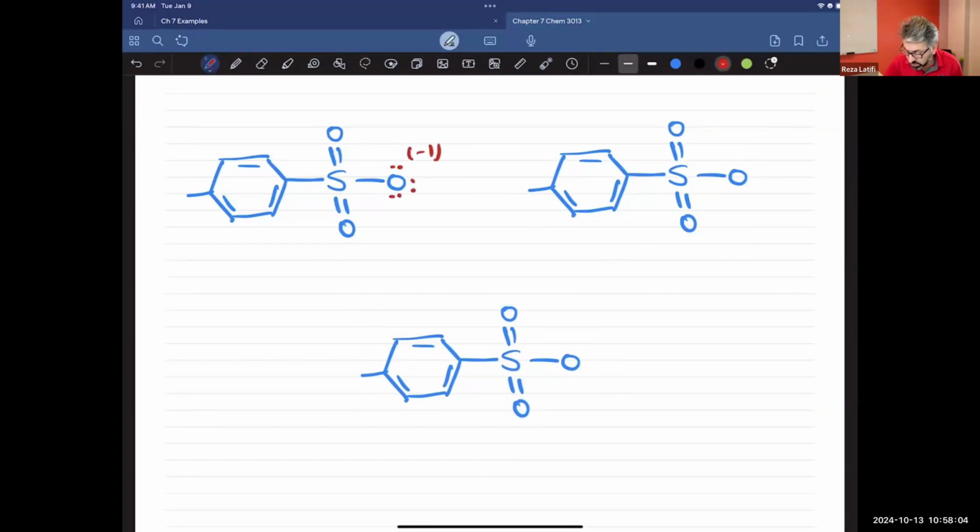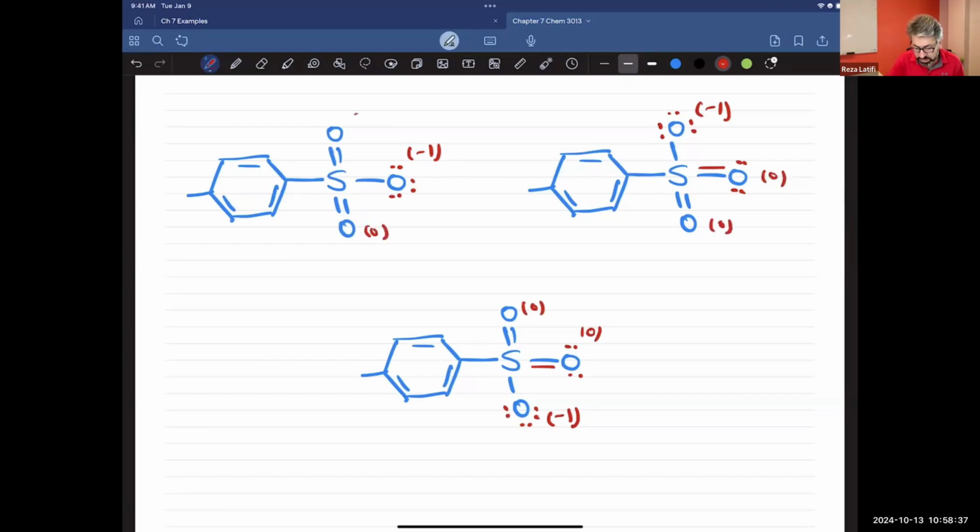The second resonance structure, let's make it a double bond here. We will have only 2 lone pairs there, and that means this one will be gone, and the negative charge will show up on this oxygen, and that one will be -1. And next one, again, I'm going to make a double bond here, and I will break this bond and put the negative charge there. That's going to be -1. So as you see, I got 3 resonance structures.